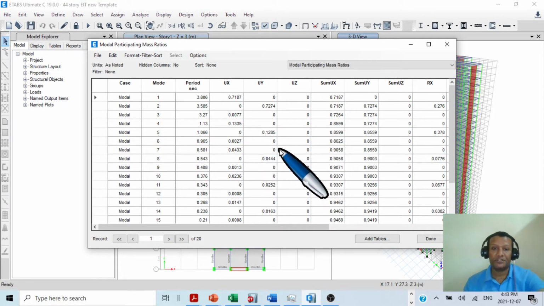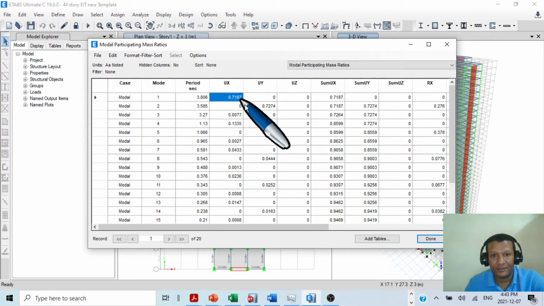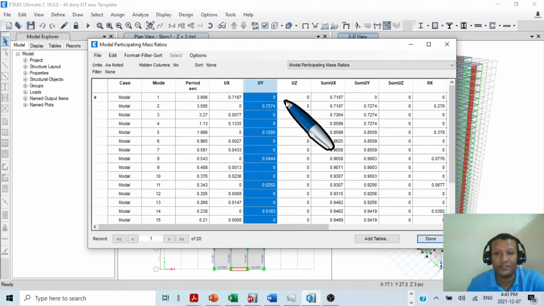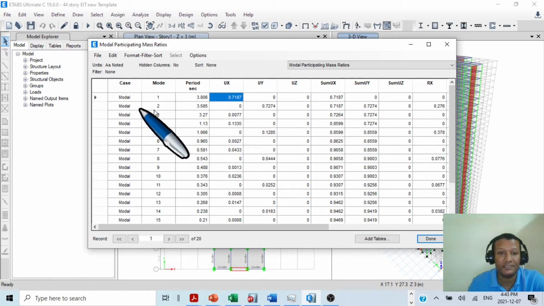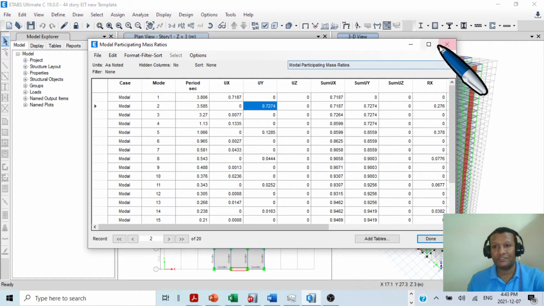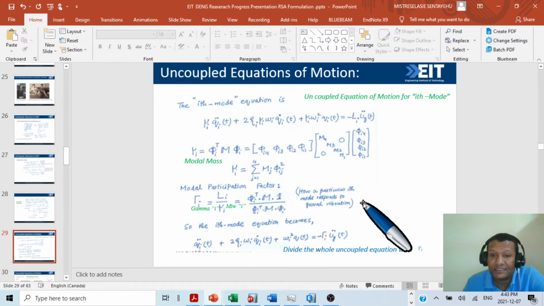This is modal participation. As you can see, in the first mode around 71.87 percent of the mass of the building is participating in the x direction. So this is the first x dominant translational mode in one direction only, because uy and uz are 0, only in the x direction. The second is in the y direction, and the third is in the z direction. So we will see this one when I come. Just for your information. So this is how the I'th mode participates in response to the ground vibration.